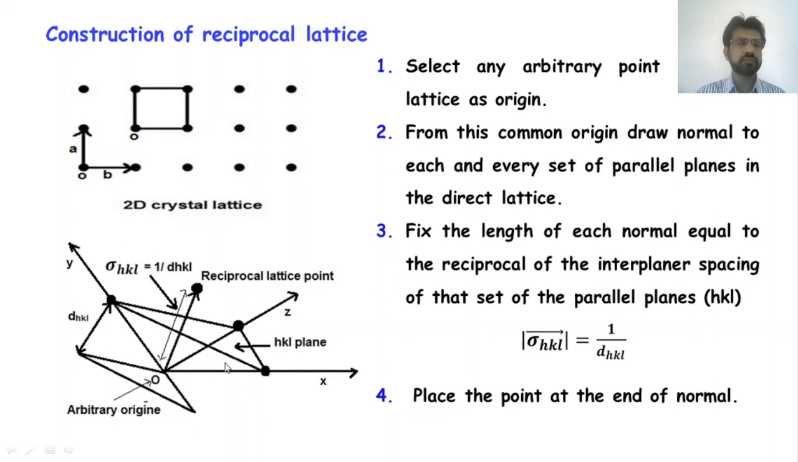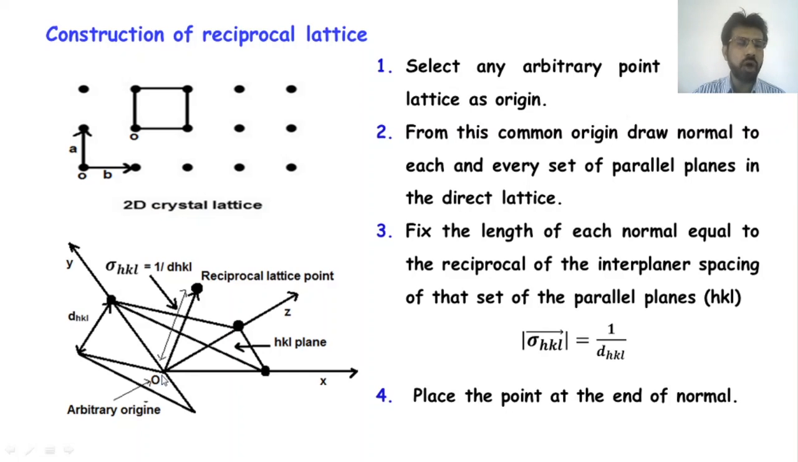Suppose the point O is the origin in the direct lattice. From this common origin, draw the normal to each and every set of parallel planes in the direct lattice. If the origin is also in one of the planes, then at some distance, one of the planes is at a distance d_hkl, having the Miller indices hkl.